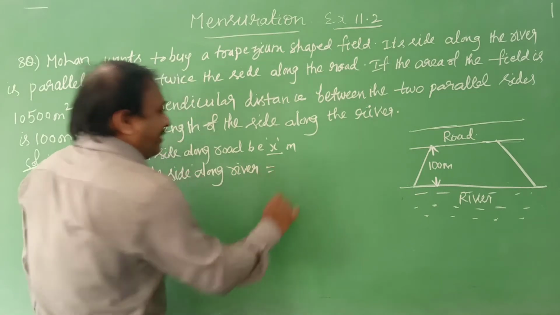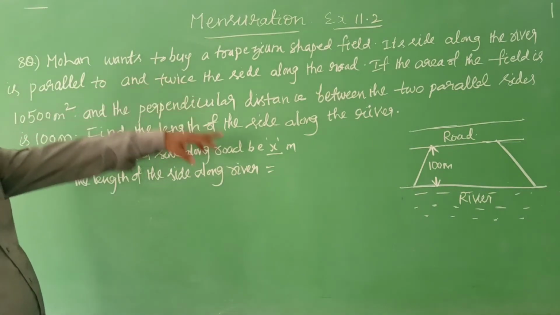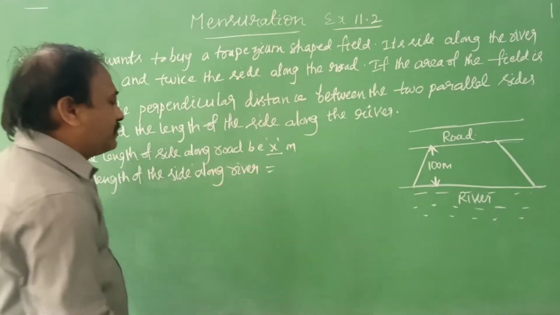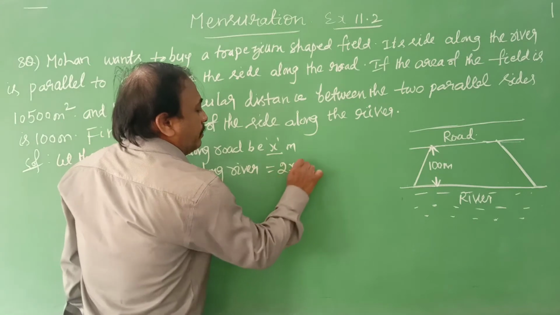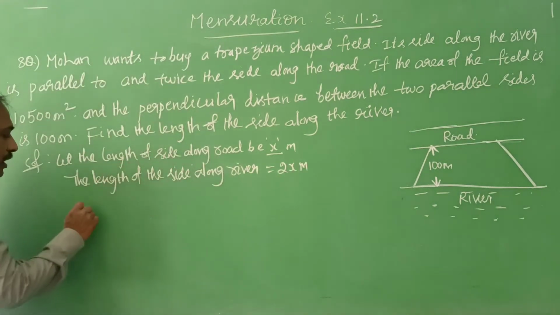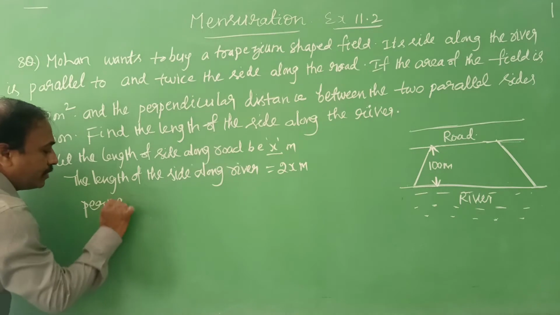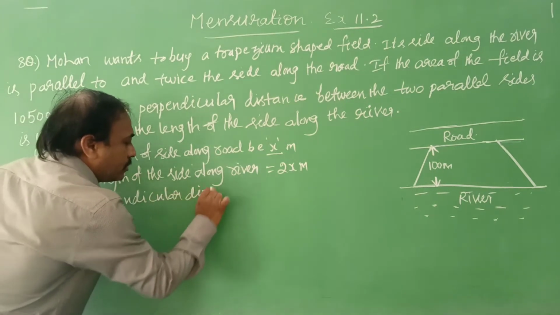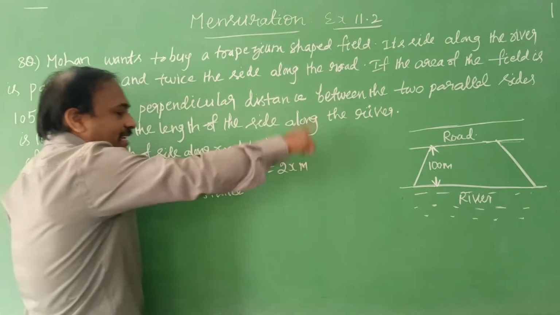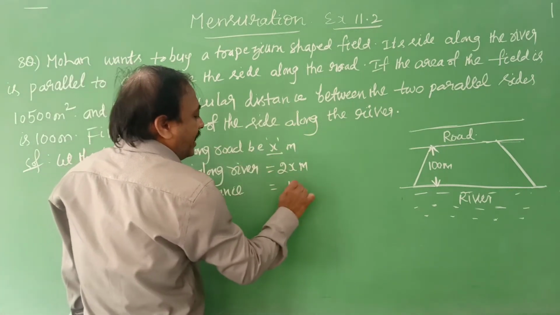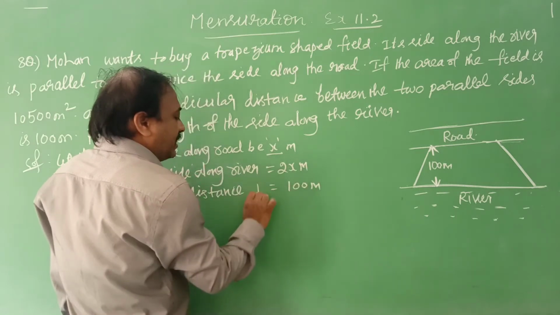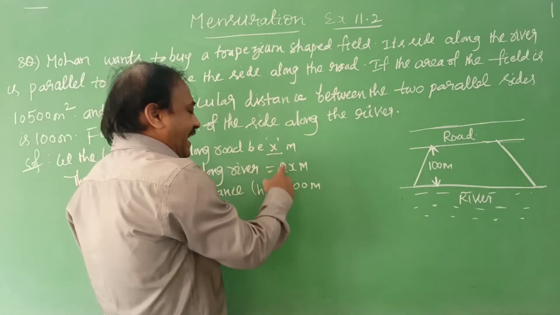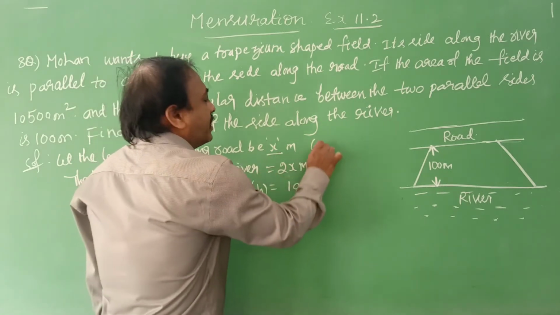What is the condition given? The length along the river side is twice the length along the road. So 2 times of this is 2x meters. The perpendicular distance, the distance between the two parallels, is 100 meters. This is H.